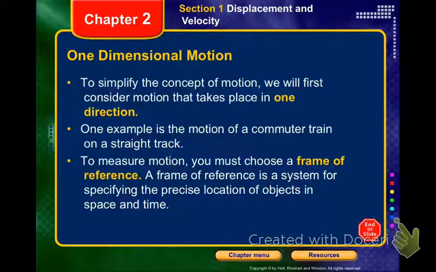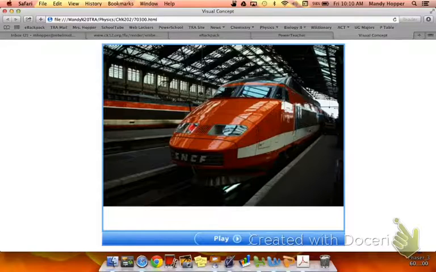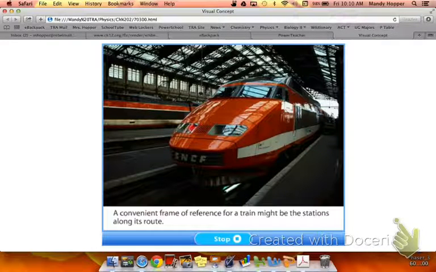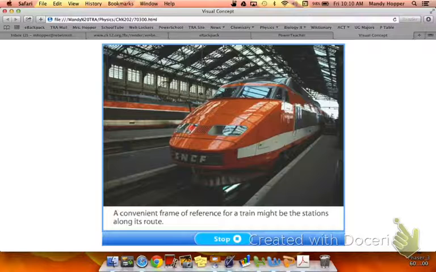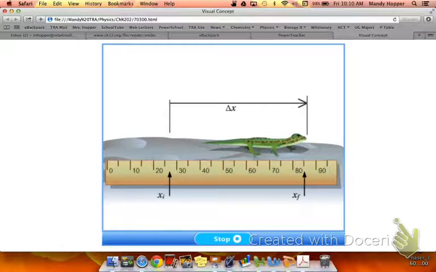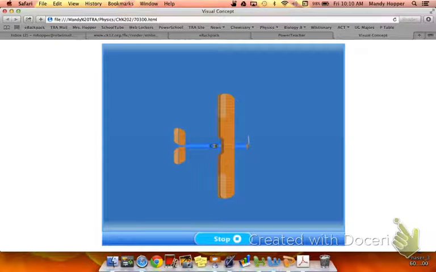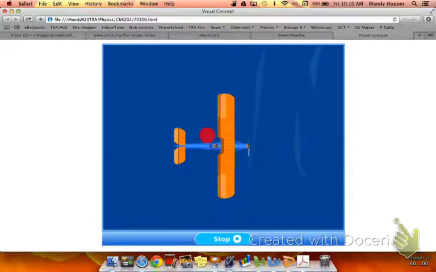A train moves from one station to another on an Earth that is rotating and revolving, and in a solar system and galaxy that are both moving. A frame of reference is defined to simplify the description of the train's motion. The motion of this gecko can be described by imagining a meter stick placed under the gecko to define a frame of reference. Observers in different frames of reference will see the motion of objects differently. The red dot in this picture is a stunt dummy dropped from the plane. From an observer in the frame of reference of the moving plane, the dummy appears to drop straight down and splash in the water. And from an observer in a stationary frame of reference on the ground, the dummy appears to fall in a curved path.